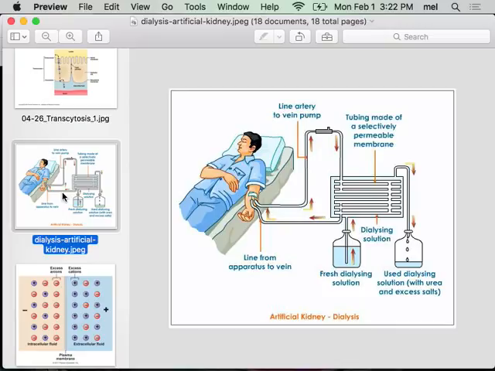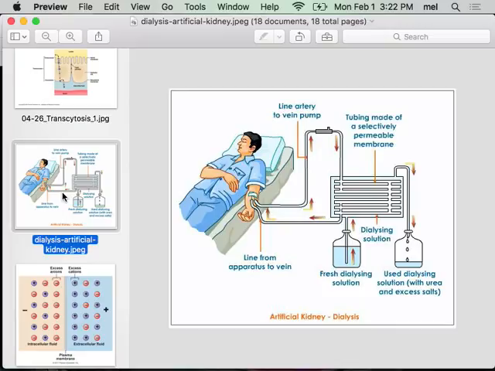Now, if someone is going through kidney failure and they're doing hemodialysis, depending on how badly their kidneys are failing, they could have to do it for an hour per day or 8 hours per day or 12 hours per day, because you really start to build up this urea concentration.